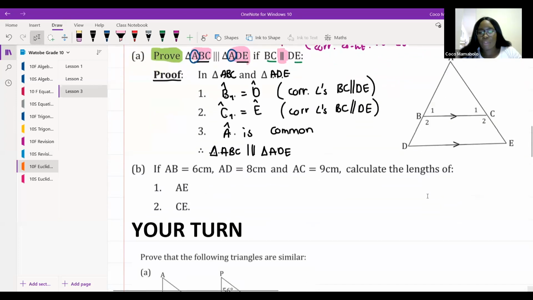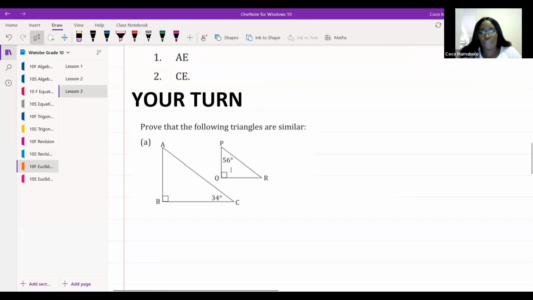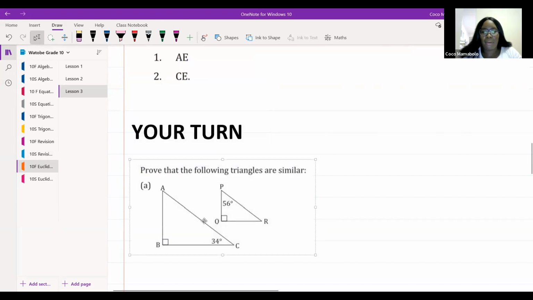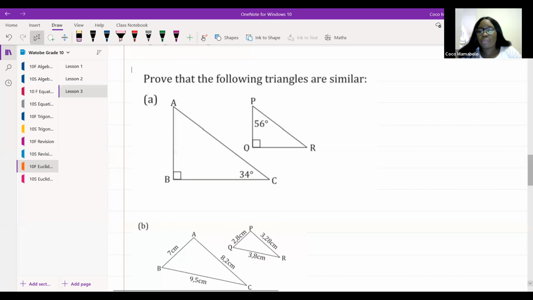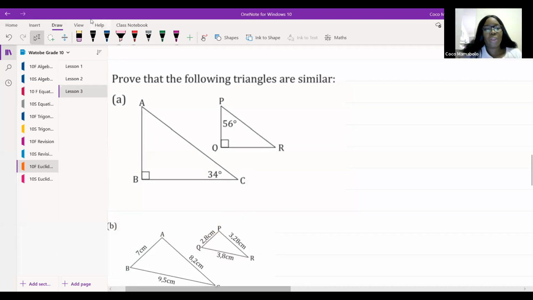We're going to skip over this and we're going to do this quick example over here together. All right, let's try this one together, guys. Okay, remember, when we are proving similarity, we're always going to need 3 things because it's always angle, angle, angle, or 3 sides of a triangle. All right, let's think about this one quickly. So it says here, prove that the following triangles are similar.